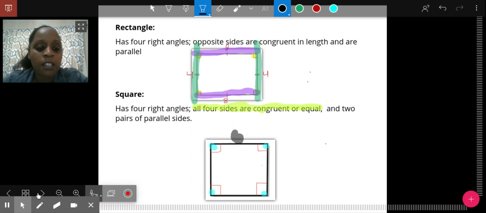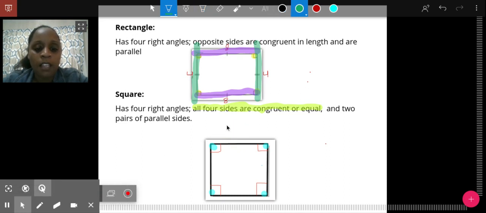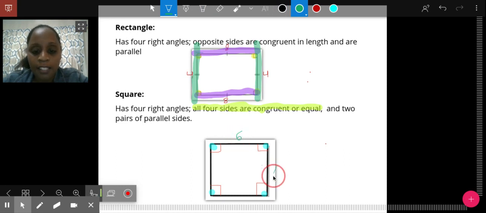So for example, if I said this side is 6, okay? If I said this side was 6, that would mean this side is 6. That would mean this side is 6. That would mean the bottom is also 6. So all sides are equal. All sides are congruent. So that's important to know about a square. All sides are equal. Not only are all sides equal, but it also has 2 pairs of parallel sides.